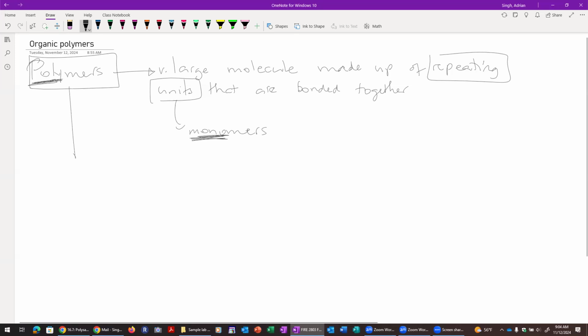So polymers tend to be on the order of maybe thousands or hundreds of thousands or maybe millions of these monomers that are linked together. And they're typically long strings of repeating chemical blocks, which are these repeating units. And they're very common.